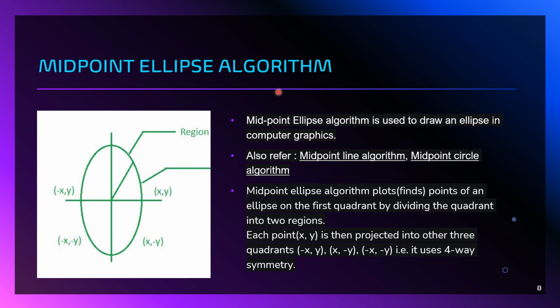The next algorithm is the midpoint ellipse algorithm. The midpoint ellipse algorithm is used to draw an ellipse in computer graphics. It is also referred to as the midpoint line algorithm or midpoint circle algorithm. The midpoint ellipse algorithm plots points of an ellipse in the first quadrant by dividing the quadrant into regions. Each point x, y is then projected into the other three quadrants: minus x, y, and so on.